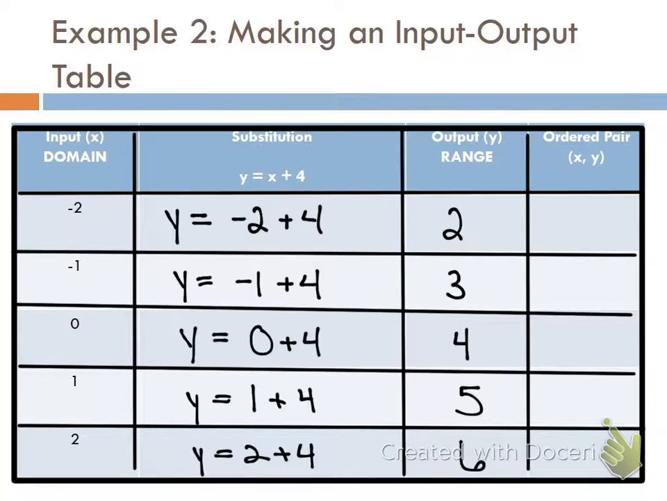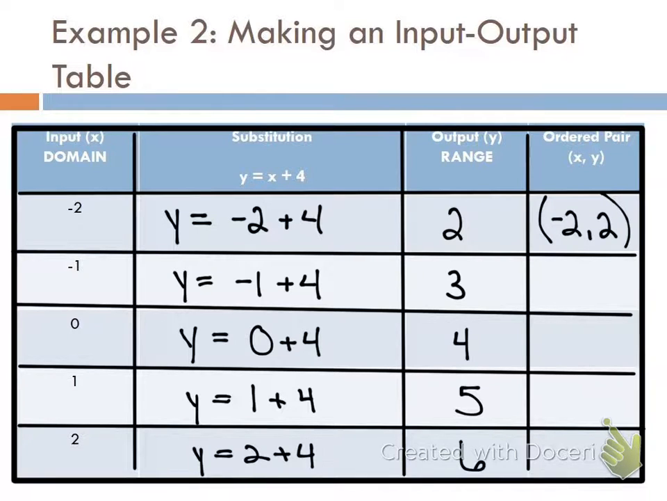And so now in the last column, we can match up an ordered pair. We have an x value and we have a y value, so let's match them together. -2, 2. You see that? I took my x and I took my y and I put them together. Go ahead and fill in the rest of your ordered pairs.